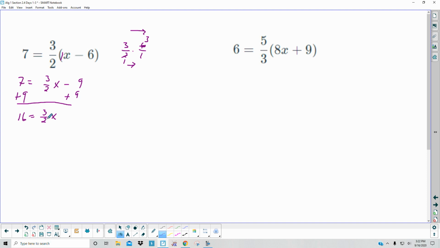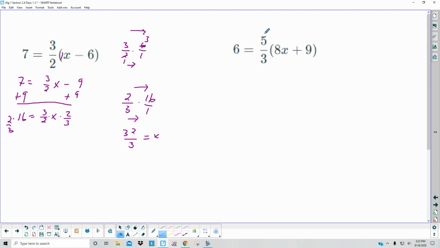Now to get rid of this multiplying by 3/2, I'm going to multiply both sides by 2/3. And if it helps you see it, I'll write it a little larger over here. 2/3 times 16. There's nothing that reduces, so you just multiply straight across. That's 32 over 3. And that was equal to x. Okay, so nothing simplified, but hey, that's okay. And you can just leave it that way. You don't have to write it mixed. Just leave it as 32/3.